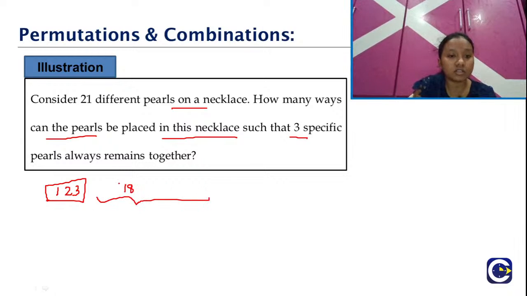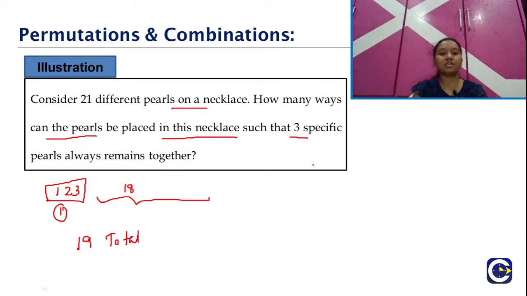So 18, 19, 20, 21. So 18 will be remaining. So this will be 1 and the remaining will be 18. That means 18 plus 1 will be 19 total. So now, according to a necklace, if this is a necklace, it will be in this shape, which is a circular arrangement. That means our circular permutation.